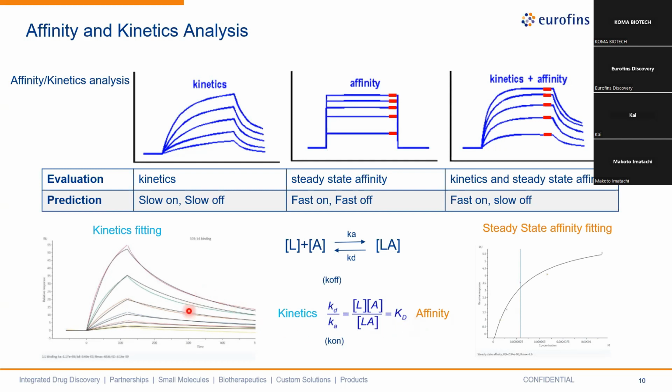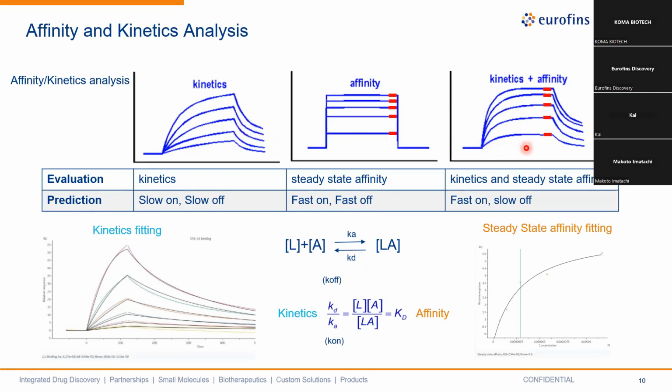To get the kinetic constants, you have this overlay of the sensorgrams, and then you fit it with a model, the one-to-one binding model, the kinetic fitting. The black line here is the model fit. You can see the model fits the sensorgrams very well. And then from the model fitting, you can get the K on and K off, the association and dissociation rate constants.